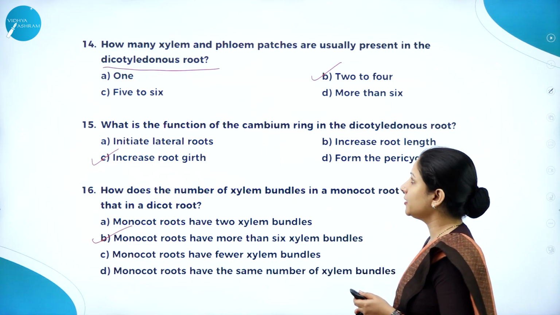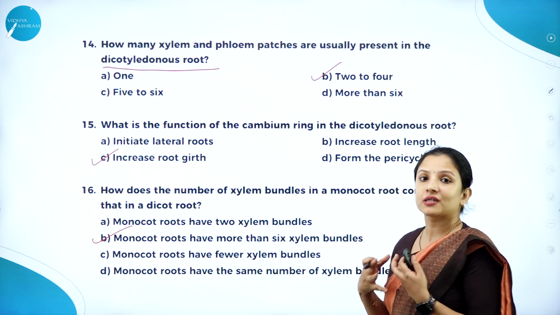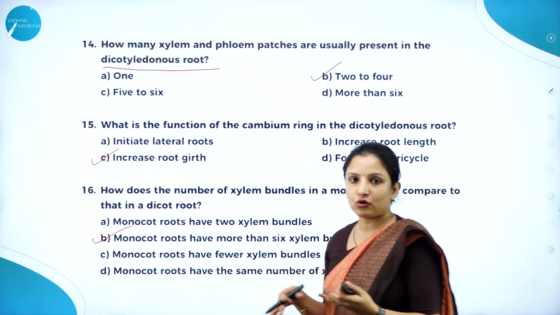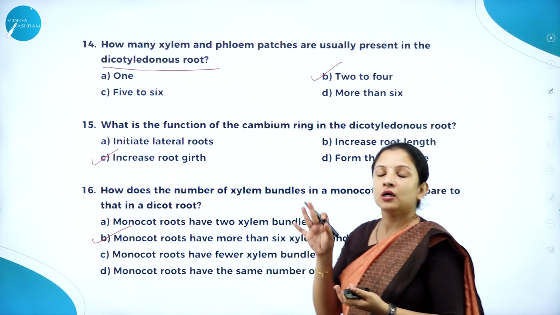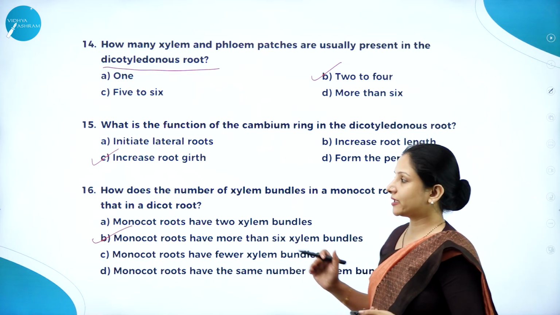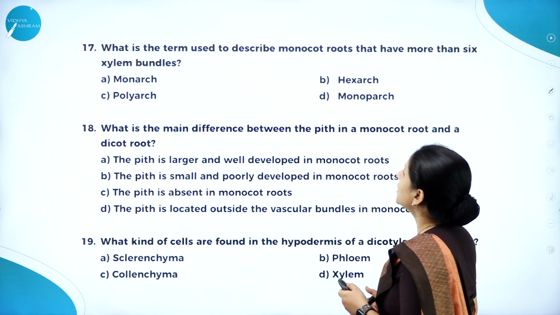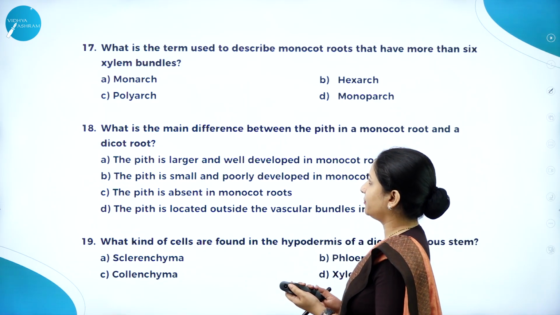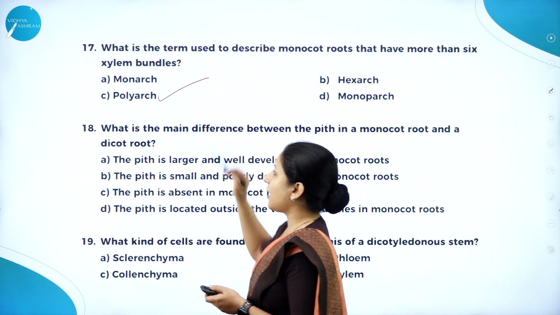This is very important. Polyarch condition is one of the characteristic features to distinguish between a dicot and a monocot. Dicots usually have only 2 to 4 xylem, but monocots have more than 6 xylems. That is why. Next question. What is the term used to describe monocot roots that have more than 6 xylem bundles? So it is called polyarch.